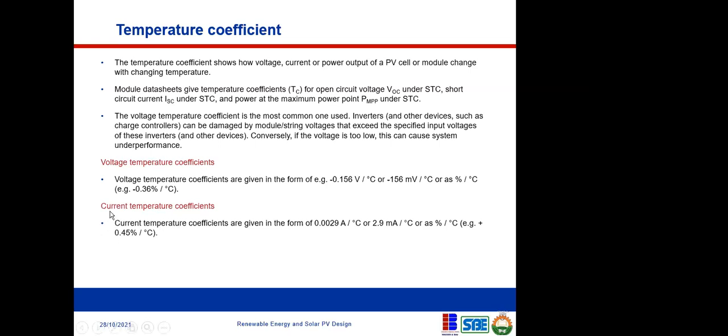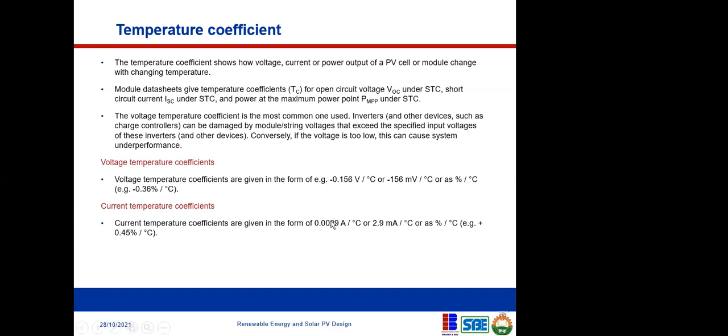So now there's also current temperature coefficients. But like I said, the most common one that is being used is voltage temperature coefficient. But I want you to also know that increase in temperature also affects the current, but it is negligible. Okay, it's very, very negligible. So we don't really consider it.